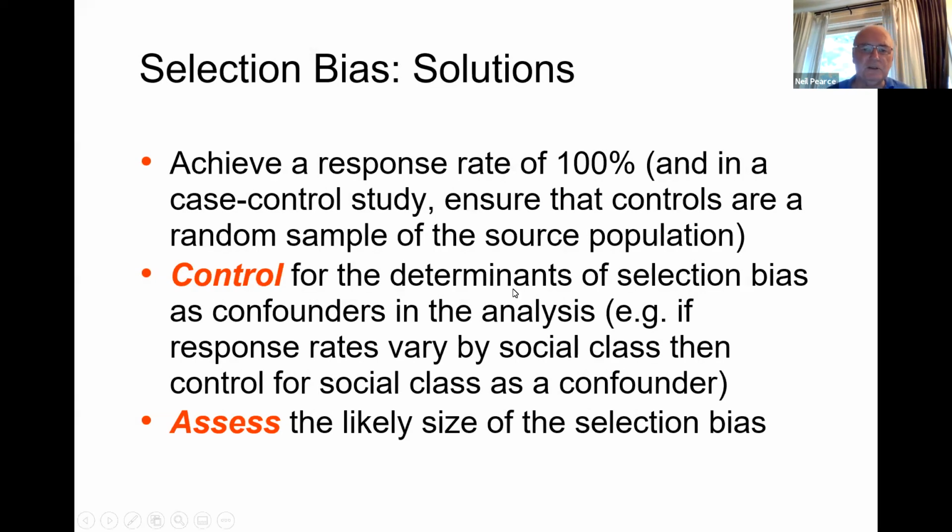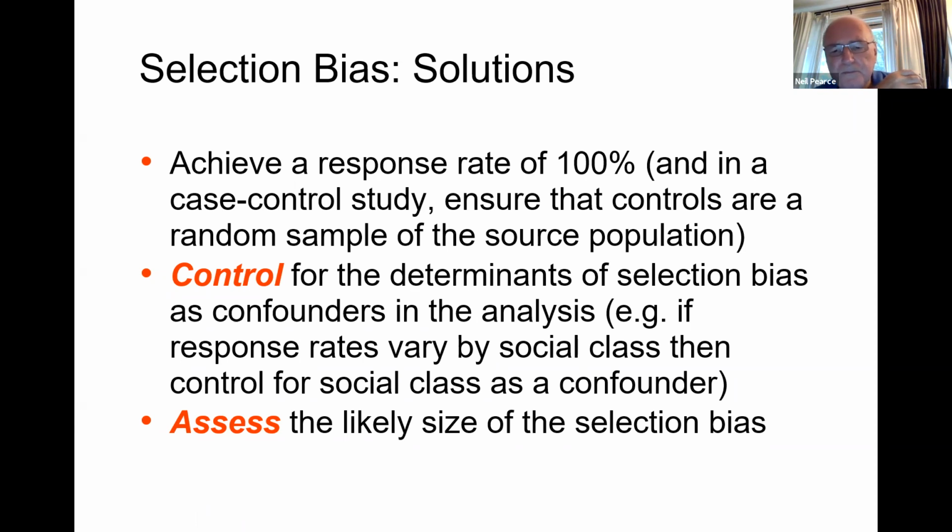What's the solution to selection bias? Well, the best thing is just get a response rate of 100%. And in the case control study, ensure that controls are a random sample of the source population. So that's the best thing, is just prevent it. If you can't avoid it, then you can try and control for the determinants of selection bias. For example, often in surveys, there's different response rates by age or different response rates by socioeconomic status. And that can actually make age or socioeconomic status into sources of bias, even if they were not sources of bias in the original source population.